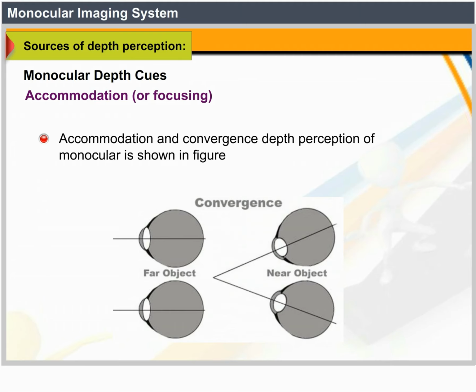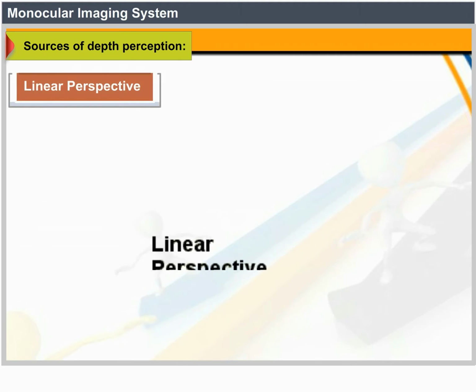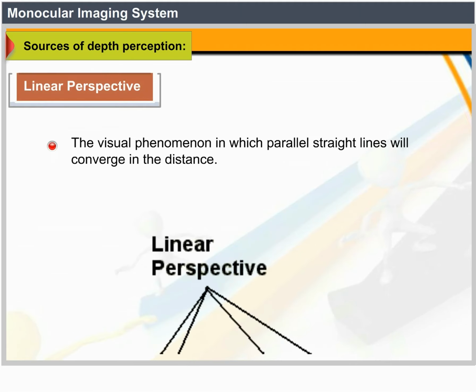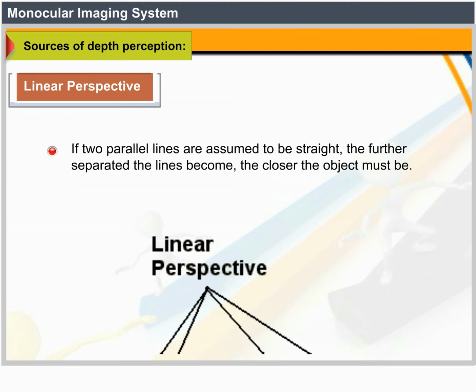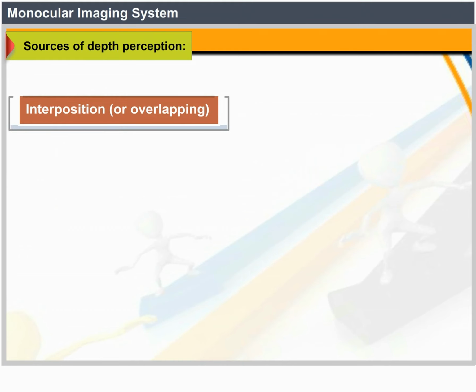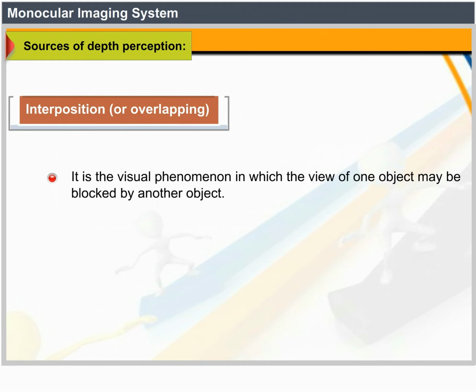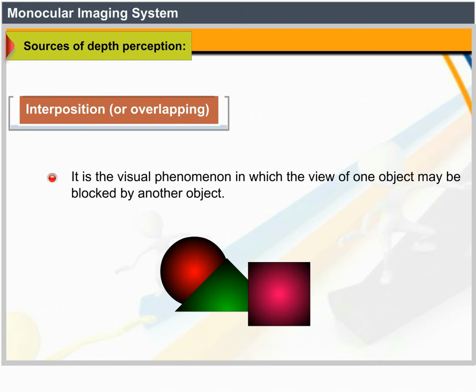Linear perspective. The visual phenomenon in which parallel straight lines converge in the distance. If two parallel lines are assumed to be straight, then the further separated the lines become, the closer the object must be. Interposition or overlapping is the visual phenomenon in which the view of one object may be blocked by another object. The object being blocked must be behind the first object.